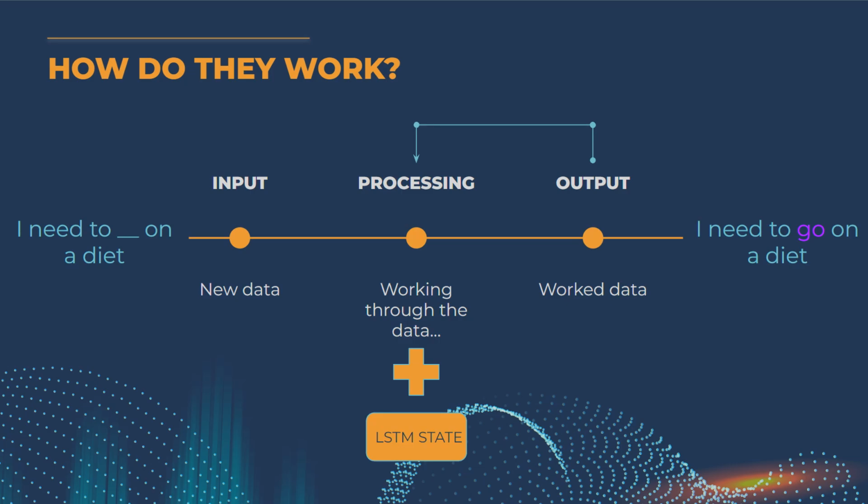Here's how it all works together. Say we start with the sentence, "I need to blank on a diet." We feed this in the input, it processes, and then it outputs something that's not completely right. It then takes this output, feeds it back into the process over here in the state. The state determines what's relevant and what's not. It works through it again, and then we get the answer. I need to go on a diet. This is the most likely prediction. We can determine if this is correct or not. I say that's correct.